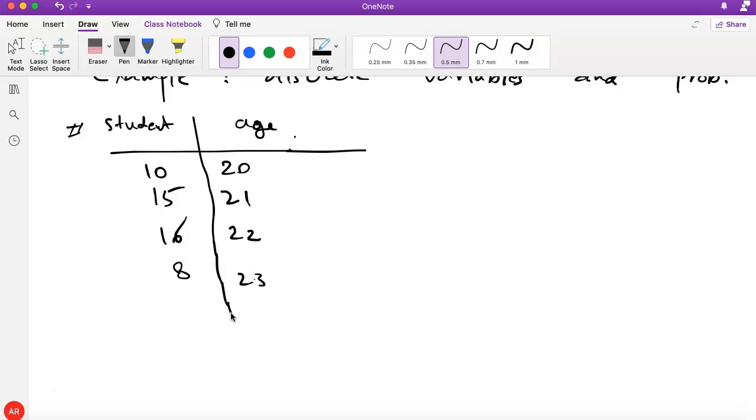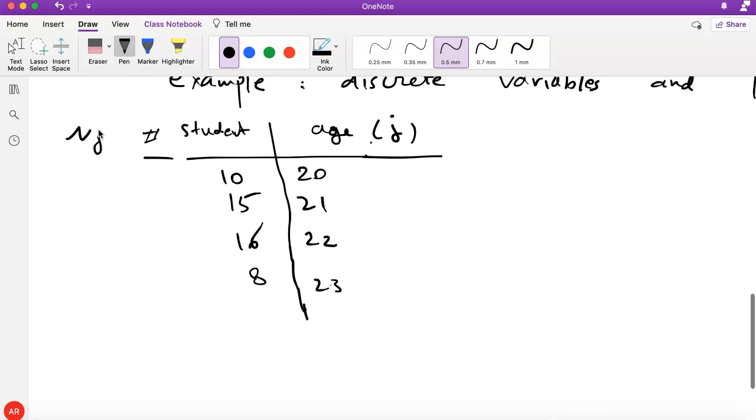So let's give it some numbers. So age we call, for example, J. So this is J equal 20, J equal 21. And the number of students with a given age, let's call it N sub J.